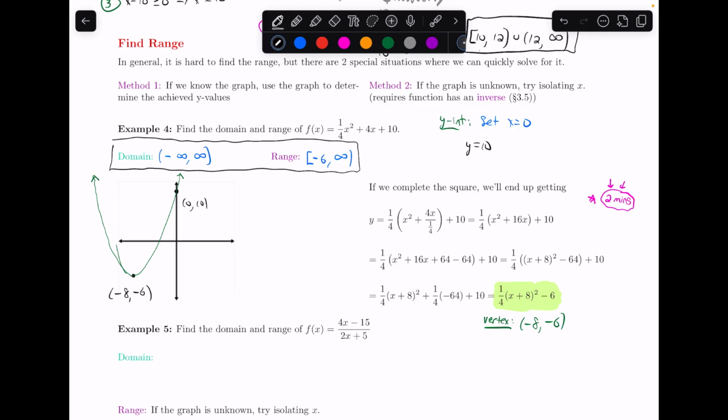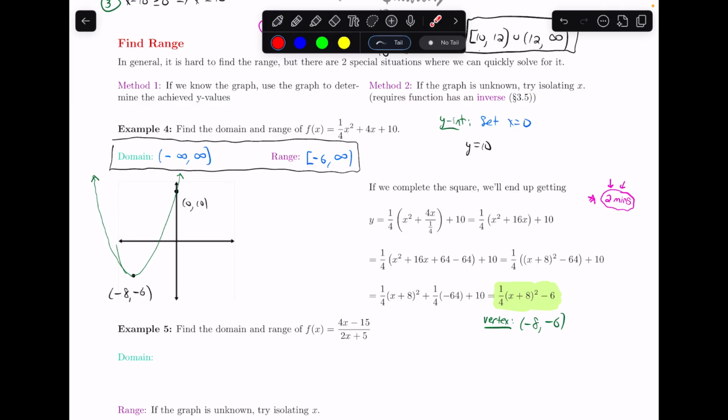So for any function where I can graph it quickly, I can use that graph to find my range. All right. So what's the other method? If I don't know the graph, we can try isolating for x.